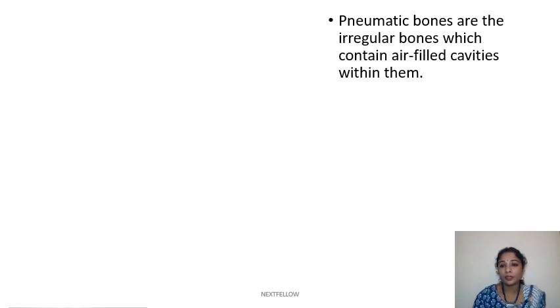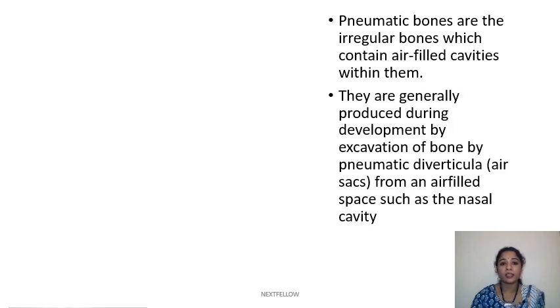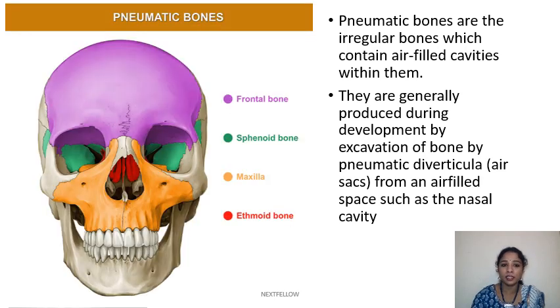Next, about the pneumatic bones. Pneumatic bones are irregular bones which contain air-filled cavities within them. They are generally produced during the development by excavation of the bone. When the bone develops, it develops as a solid bone itself. Later the bone gets excavated by the formation of pneumatic diverticula or air sacs from an air-filled space such as the nasal cavity. So they are projections from the nasal cavity forming paranasal air sinuses.